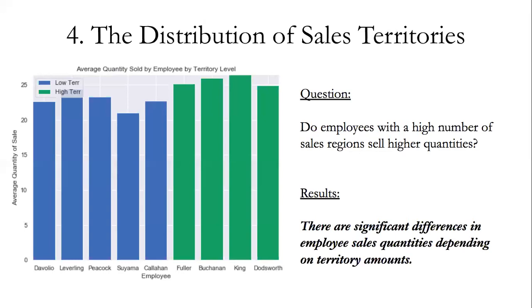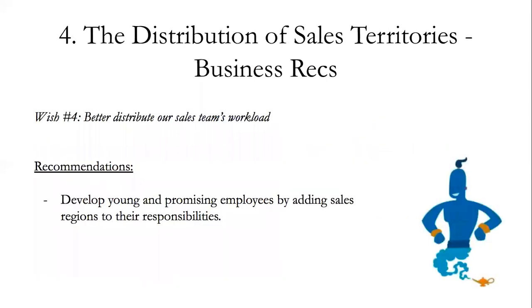That is significant. And so what that really could tell you for the future is, if you expand and you have a new region, it could be that these employees in blue are the ones who are given those responsibilities, given those regions, as it will hopefully balance out the workload amongst your sales employees. The recommendation here could be that you have a young and promising employee who doesn't have much responsibility when it comes to territories and could take on that responsibility, and in doing so increase their quantity.